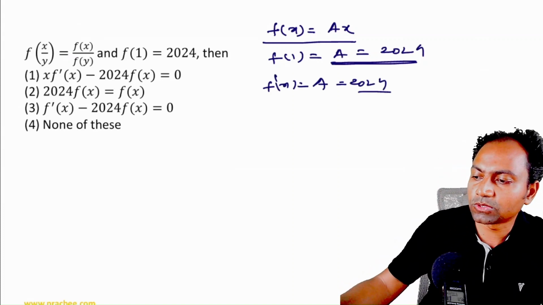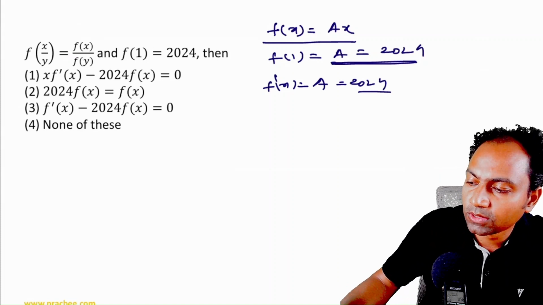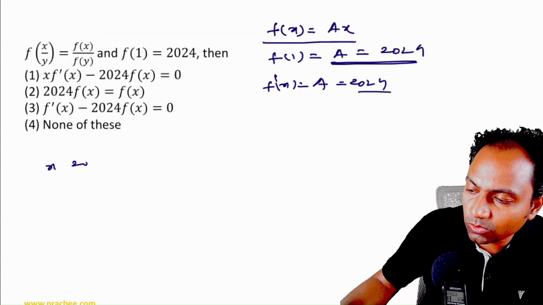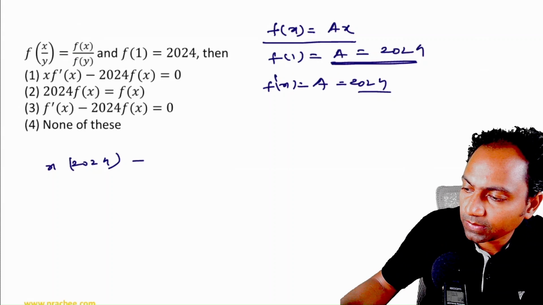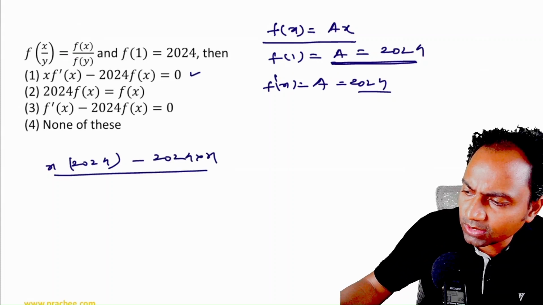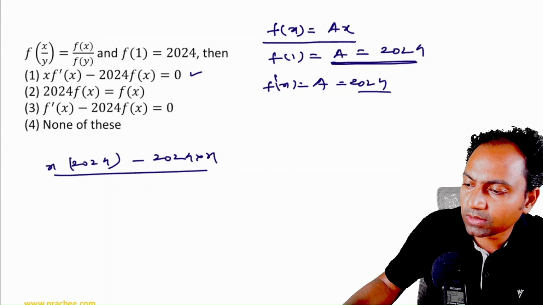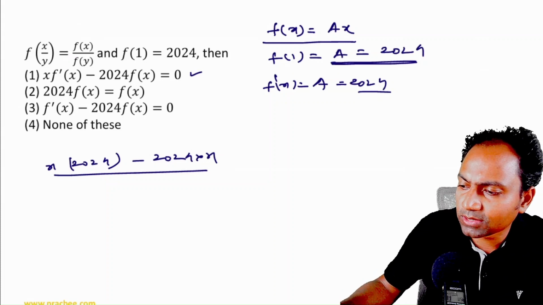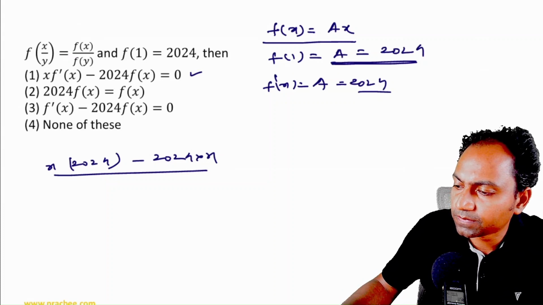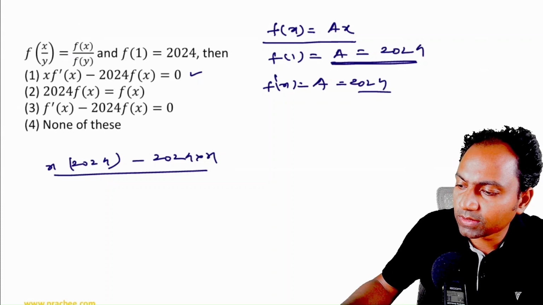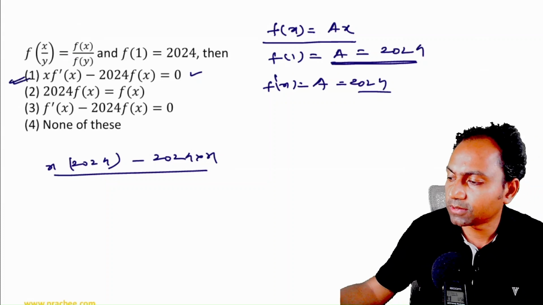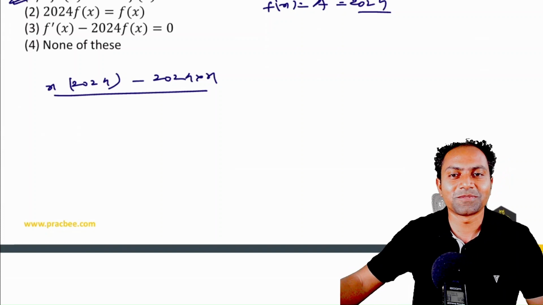Let us substitute these values and check which of these options matches. So the first option becomes x into 2024 minus 2024 into x. So I think this first option is getting satisfied. If I look into the second, it is not getting satisfied. If I look into the third, again not getting satisfied. So your option A becomes correct. It is a very simple question. Just by observation you can do it.